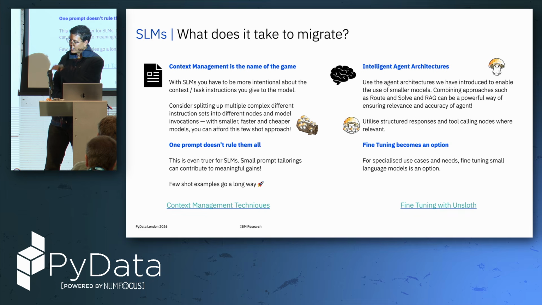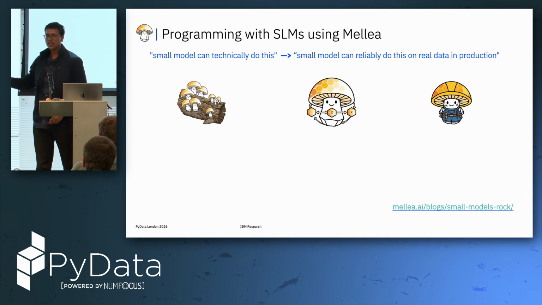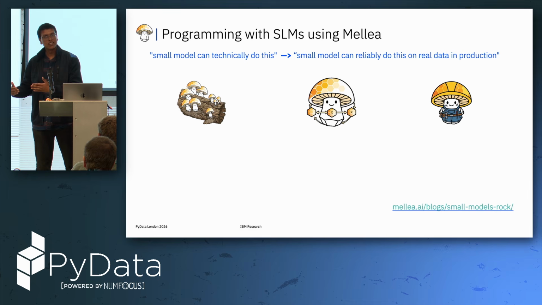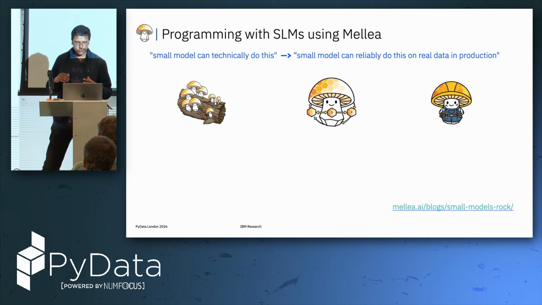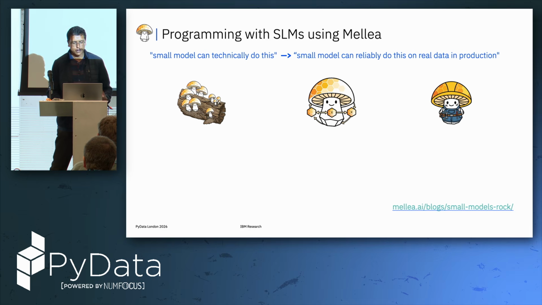And you're seeing a lot of these little cute mushrooms coming up as well. Unfortunately, I'm not going to have a lot of time to do that, but I'm going to just flash this up. So we're building a programming model, a model for programming. No, a model of programming with small language models, and it's called Malaya. So the issue is not, can a small model do this? The issue is always, can a small model do this reliably on production data?